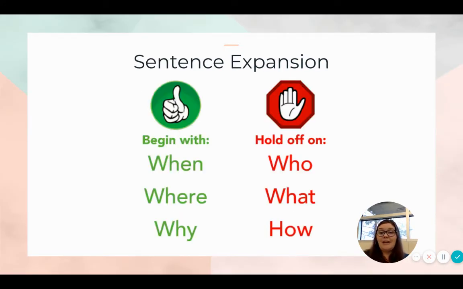So with sentence expansion, you want to start with when, where, and why. Hold off right now on who, what, and how. That's not saying later on you can't add those. However, those are more complex concepts that don't need to be thrown at our students at the very beginning. That's something that once they feel more comfortable, once they have more practice, more experience, once they're doing better with the when, where, and why, then we can begin adding those.